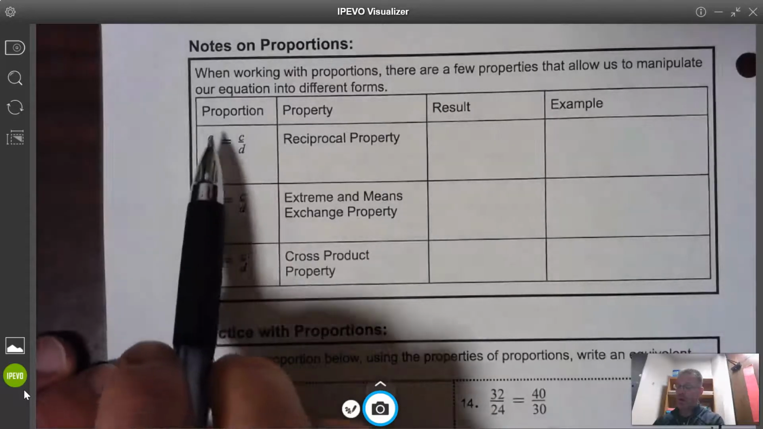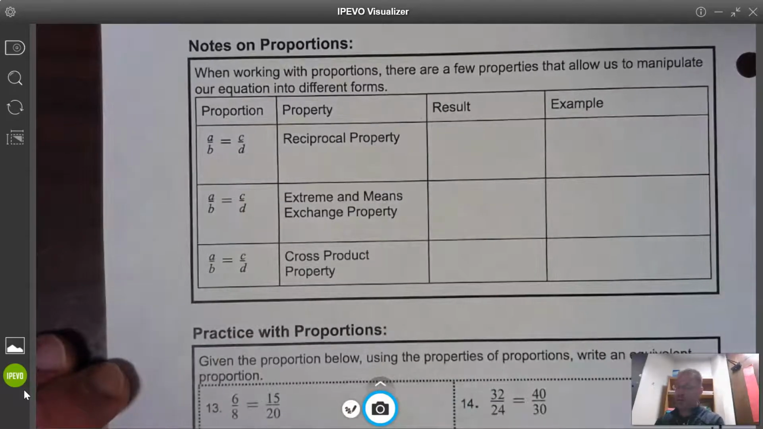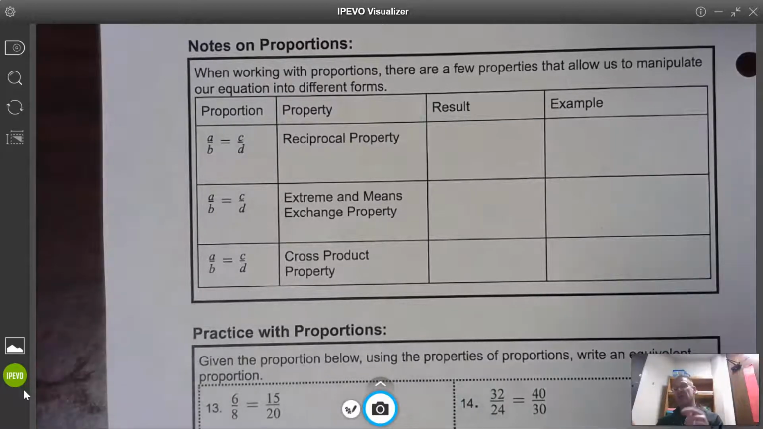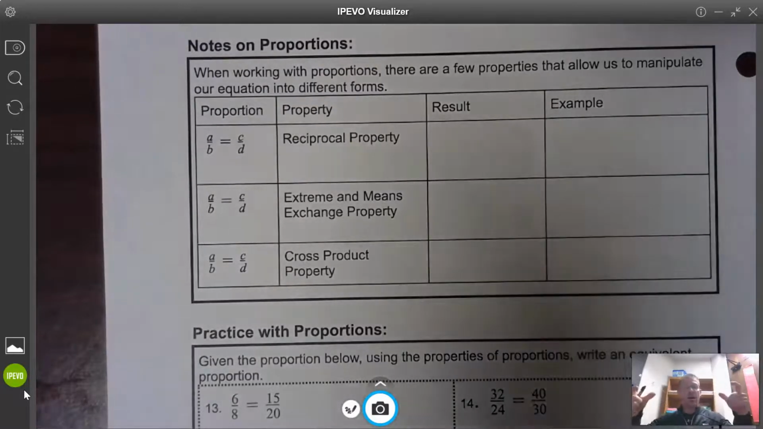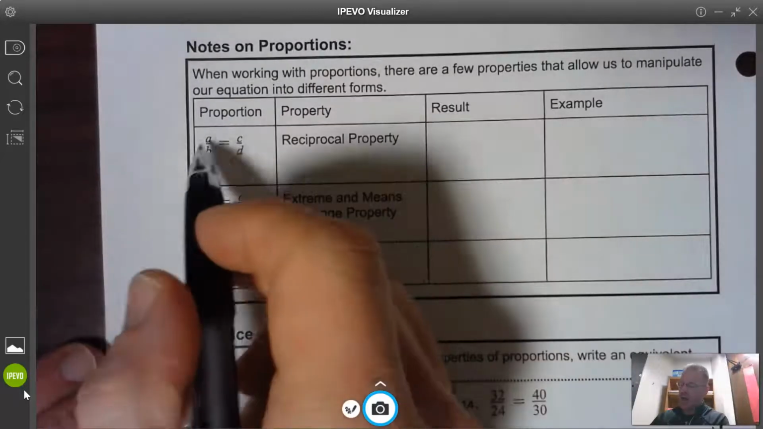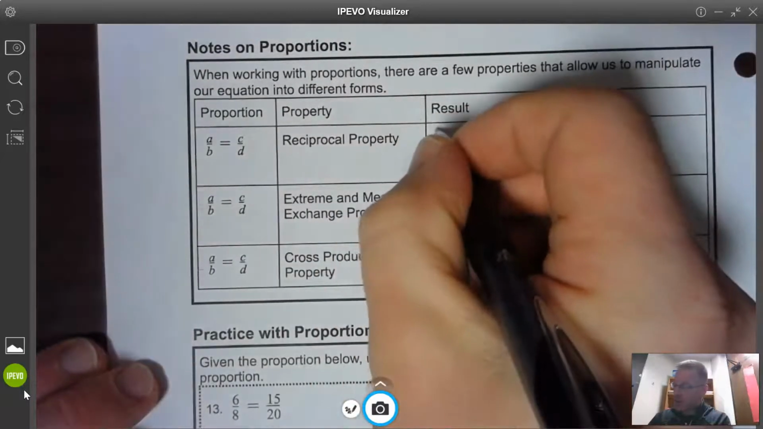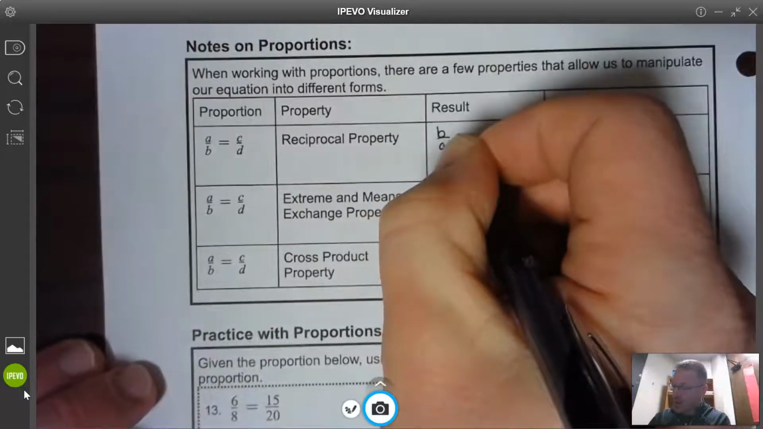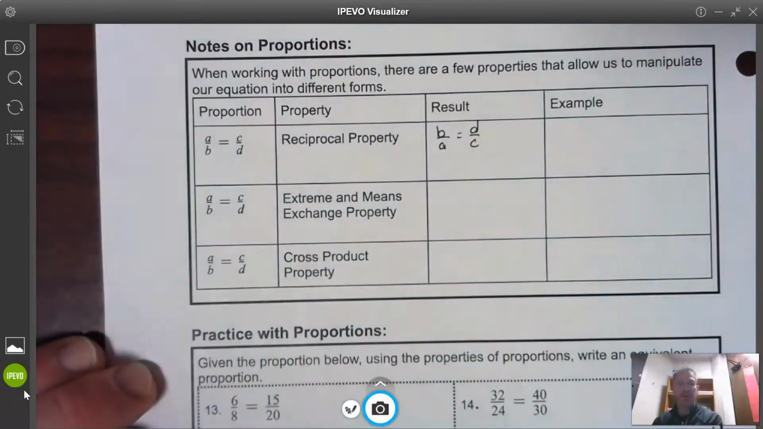If we have our proportion, A over B equals C over D, the reciprocal property says, and this gets back to what I was saying, it doesn't matter which way we compare first. So if A over B equals C over D, it's the same thing as B over A equals D over C.